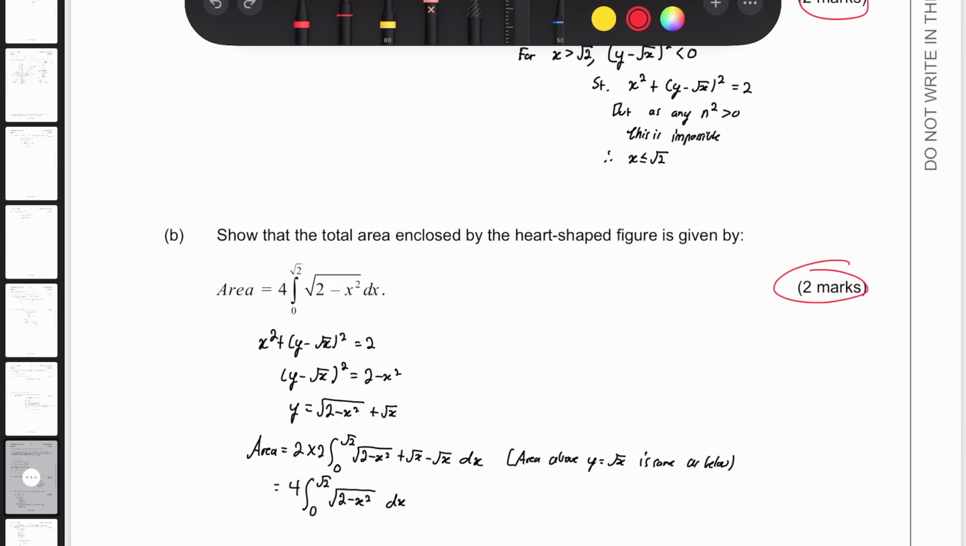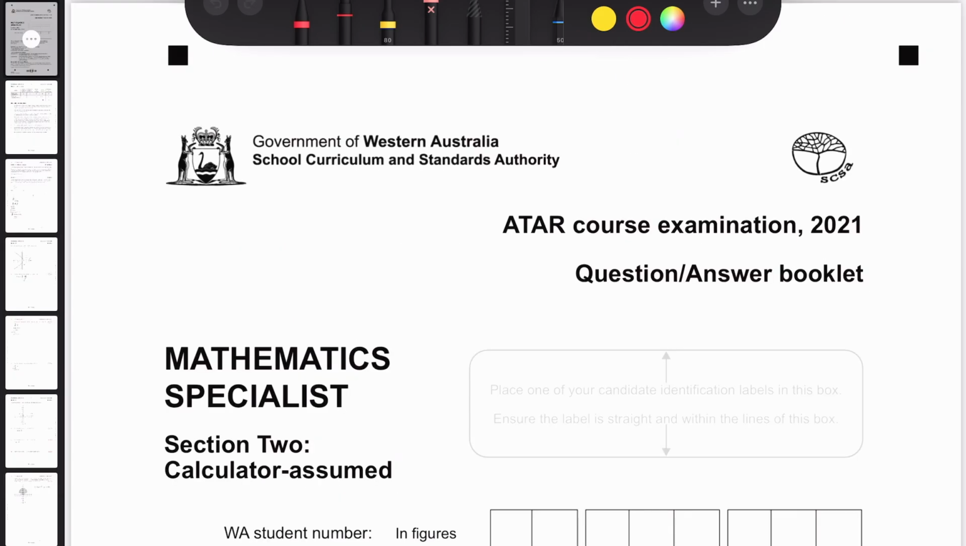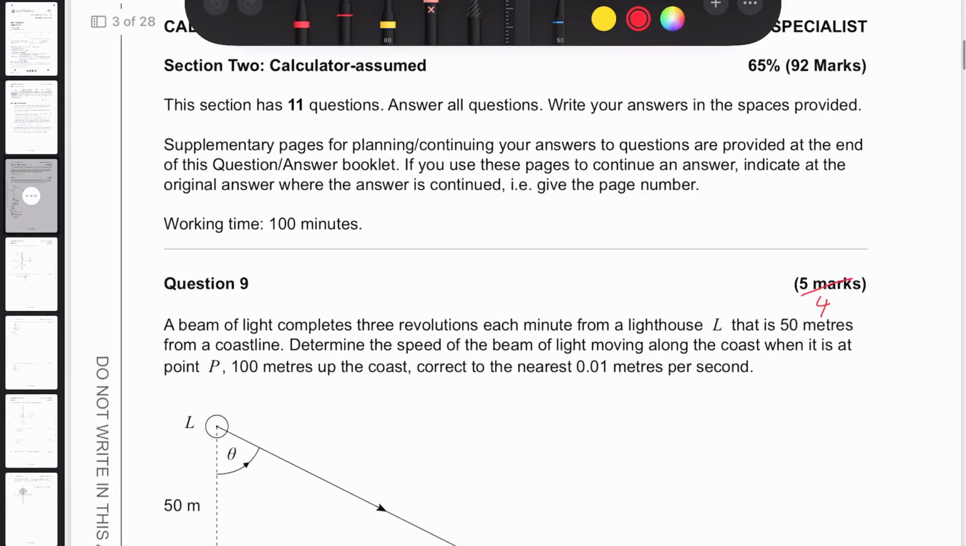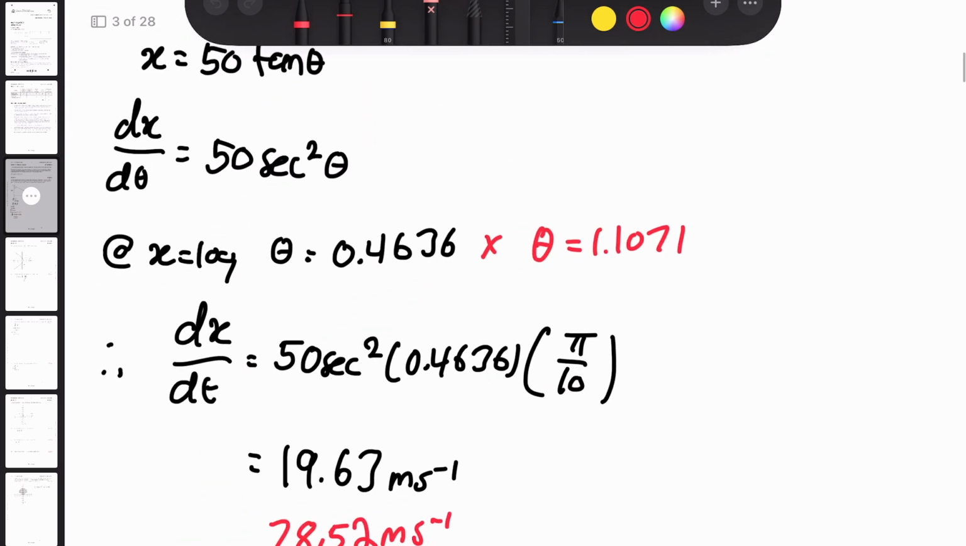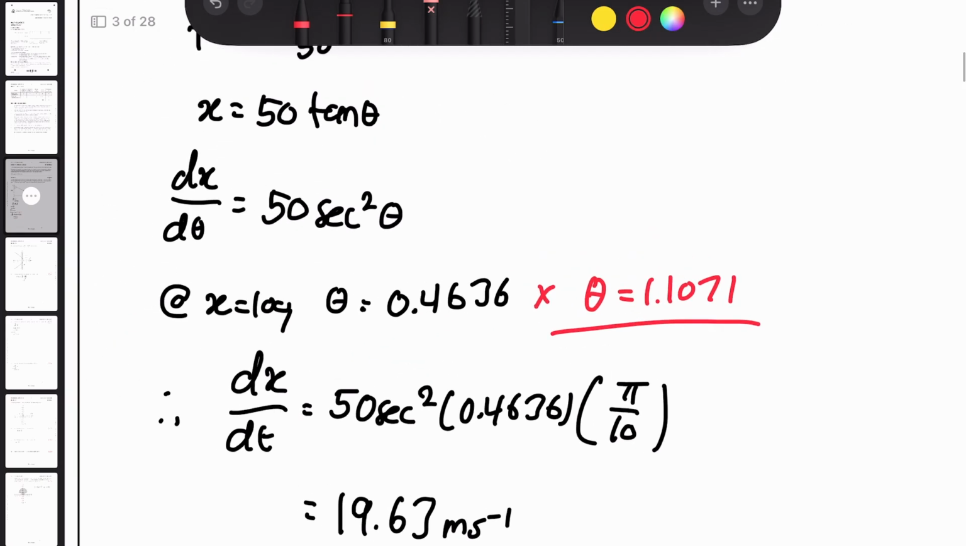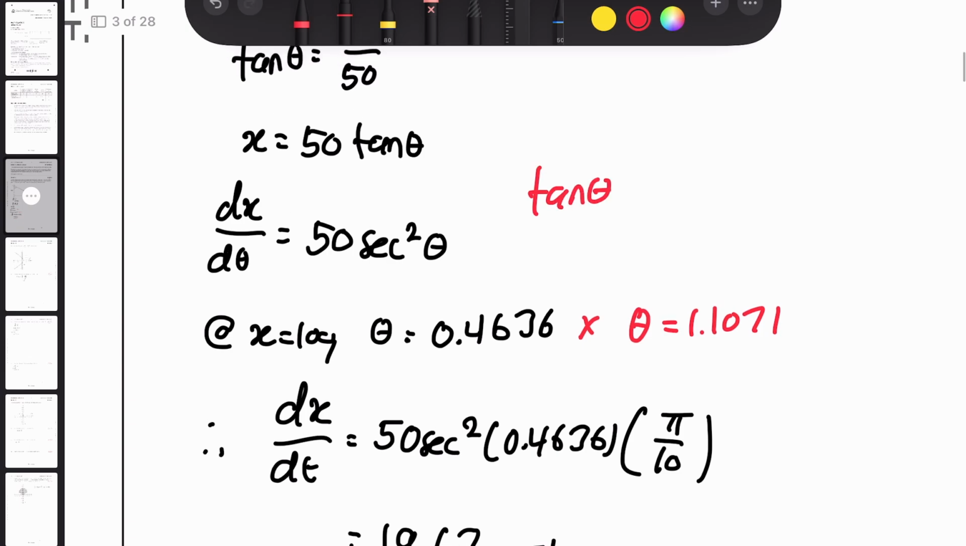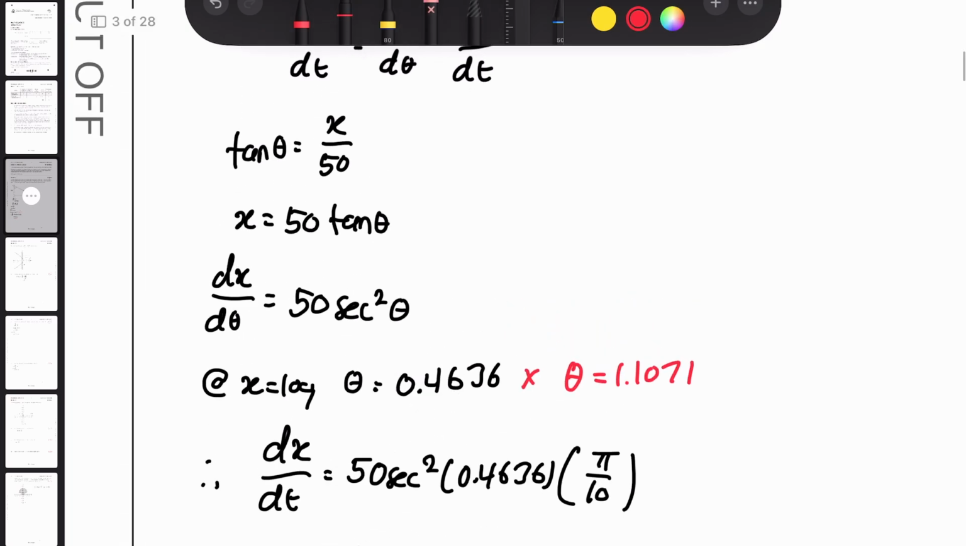Okay, we're gonna go to calculator assumed now. Okay, into calculator assumed, again we lost 8 marks. So we lost our first mark here because I solved this for the wrong thing. You needed to solve that tan of theta equals 2, but I must have solved that it was 1 on 2 accidentally, so yeah.